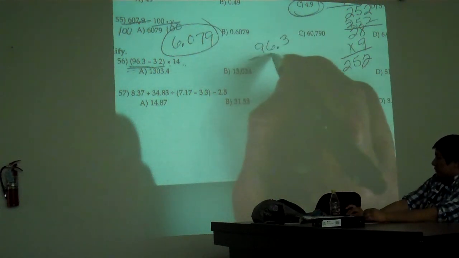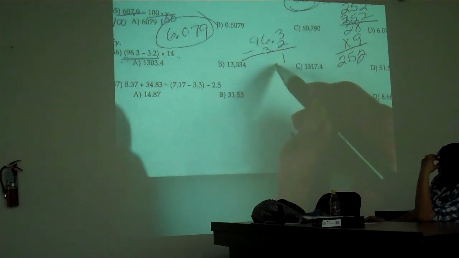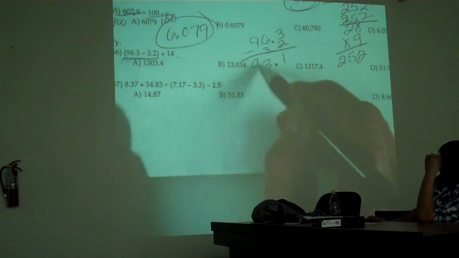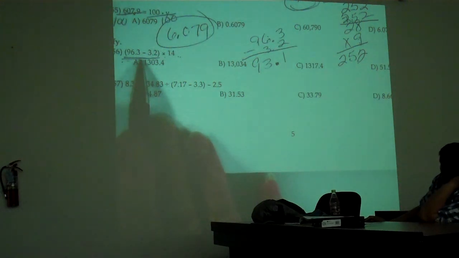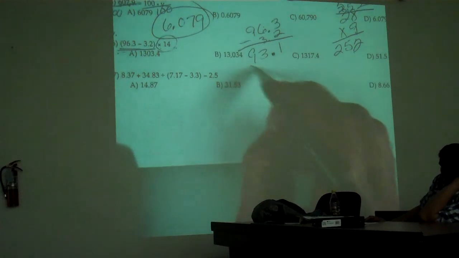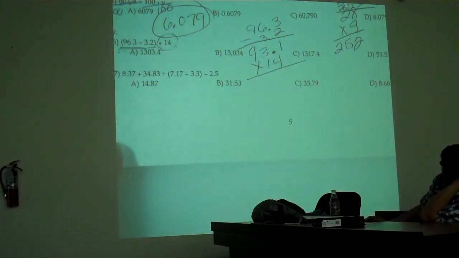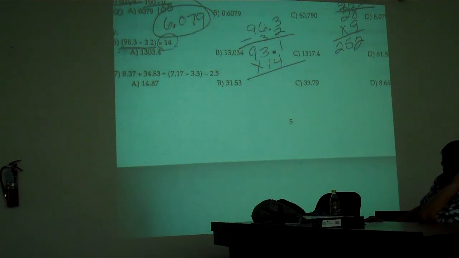96.3 minus 3.2. Subtract it and subtract it. So you get 93.1 for what was in the parentheses. And then you'll have to multiply it by 14. And then show all that work. Okay? I'm going to let you do all that work because you have the answer for it. And you'll be able to check your work.